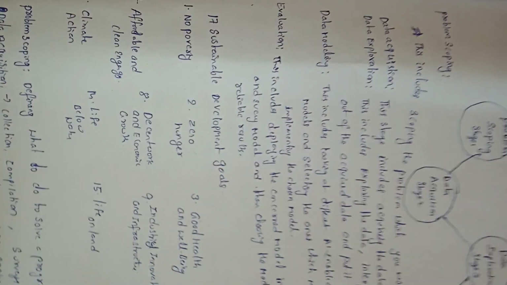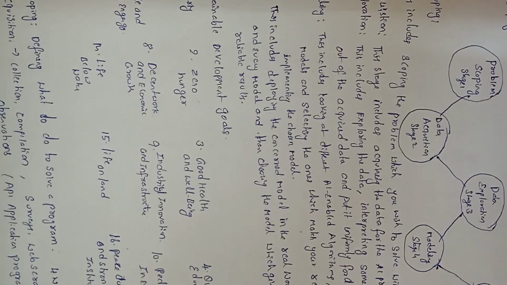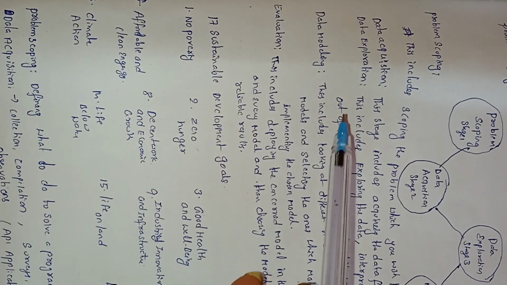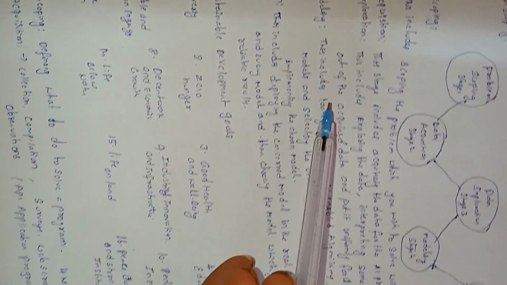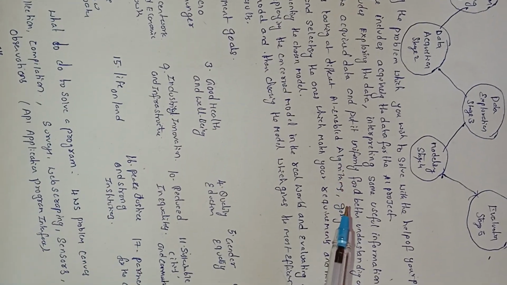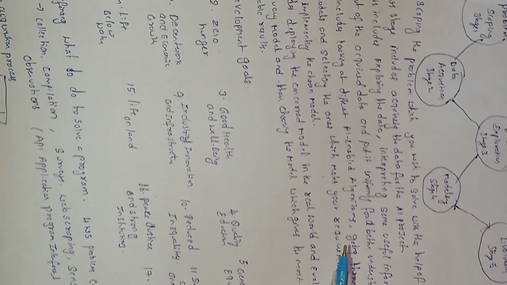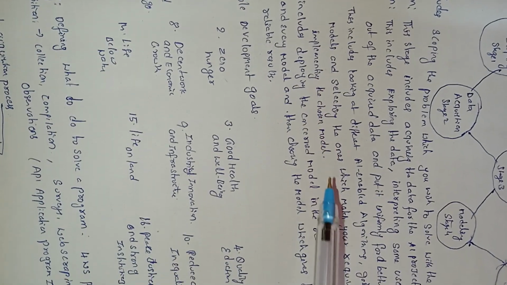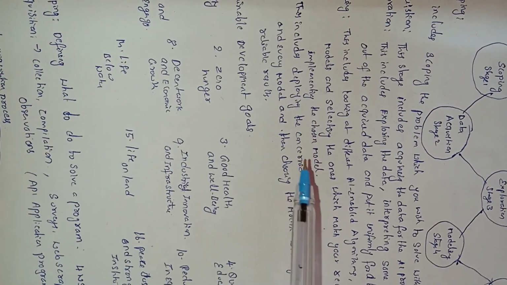Data acquisition. This stage includes acquiring the data for the AI projects. Data exploration. This includes exploring the data, interpreting useful information out of the acquired data and putting it uniformly for a better understanding of the data. Data modeling. This includes looking at different AI-enabled algorithms, going through various models, selecting the ones which match your requirements and then implementing the chosen model.